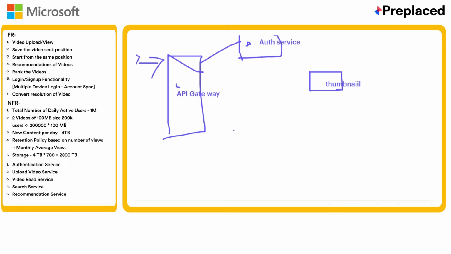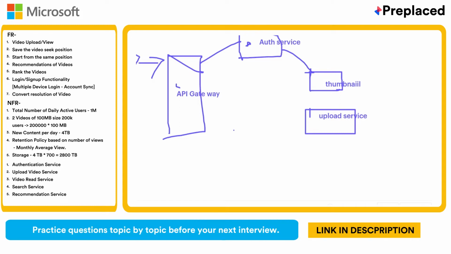Once we have this, the next thing is the user could like to upload something. If the user wants to upload, then they will be going to the upload service. And this upload service again will have sub services, let's suppose you are uploading a video from the client.